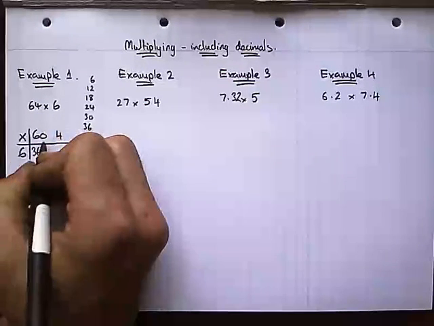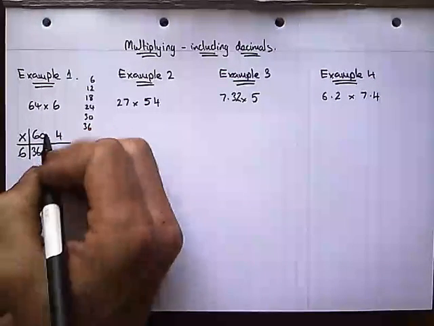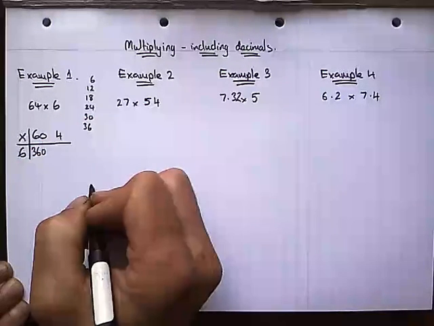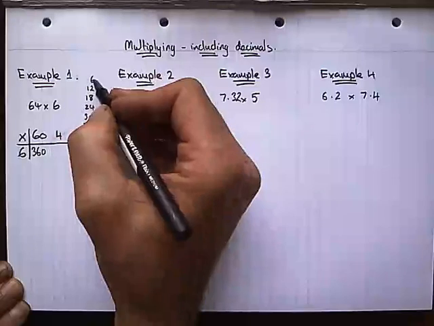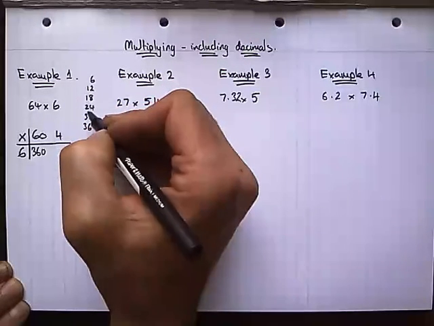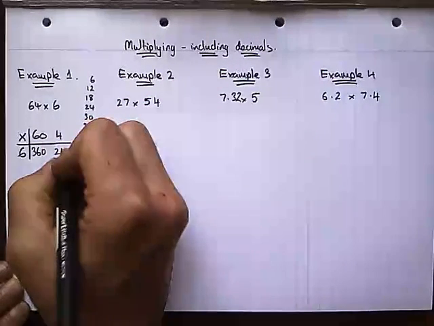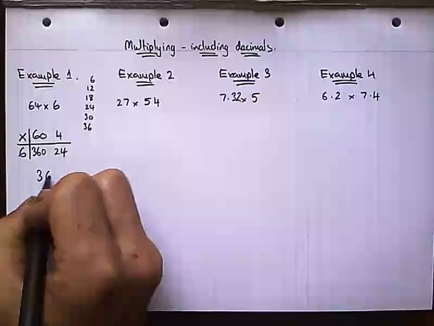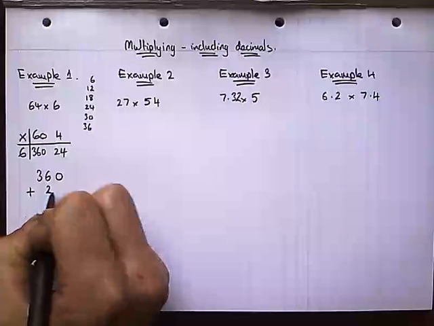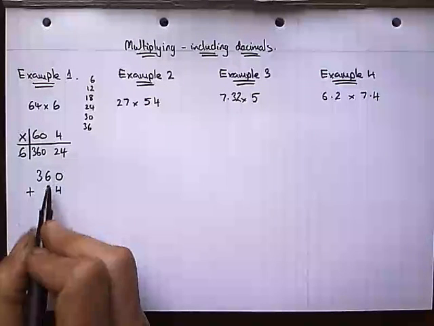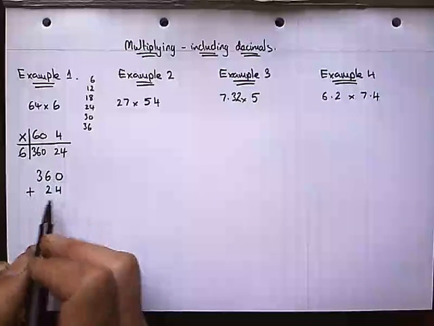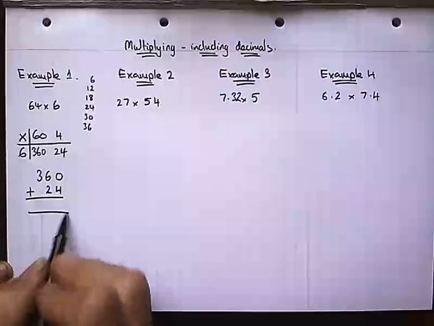Now we can put the zeros back in. Okay, so I've got 1 0 here, so I put a 0. 6 times 4, so 1, 2, 3, 4. 6 times 4 is 24. So I've got the two answers I need now, so I need to do 360 plus 24. Make sure you keep them all in the same columns, okay? All the hundreds, all the tens, and all the units. Then we add the answer together.